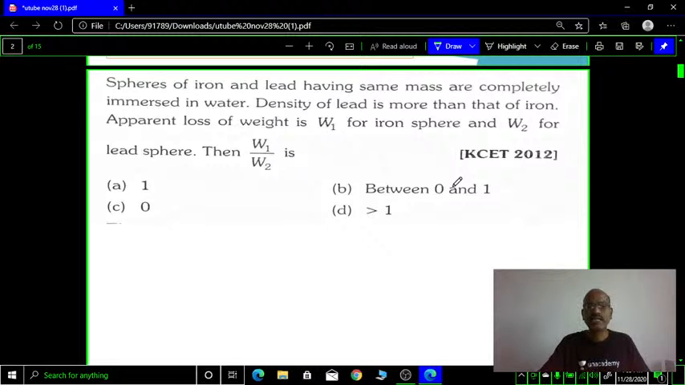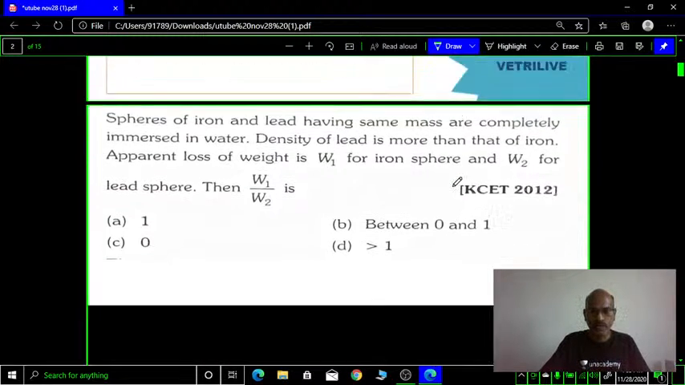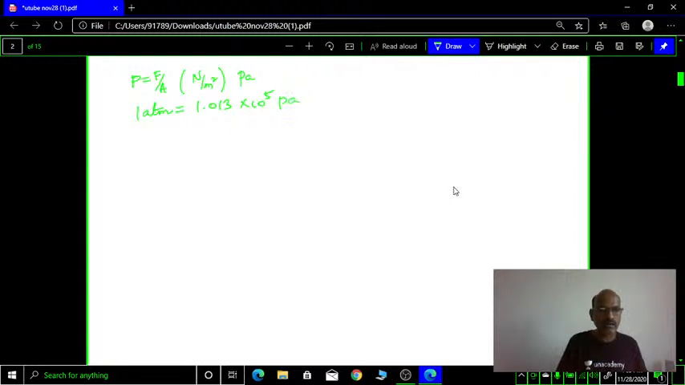Before moving into the first question, I just want to remind you, we all know pressure: force acting per unit area. Newton per square meter is the Pascal, the unit of pressure. The pressure exerted by the atmosphere is called atmospheric pressure. We all know 1 atmospheric pressure equals 1.013 into 10 power 5 Pascal.